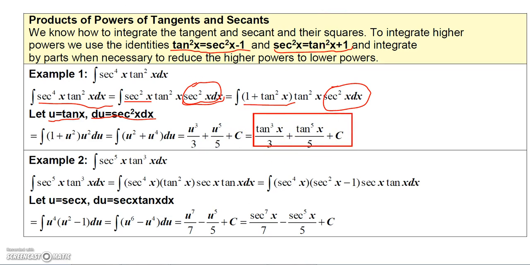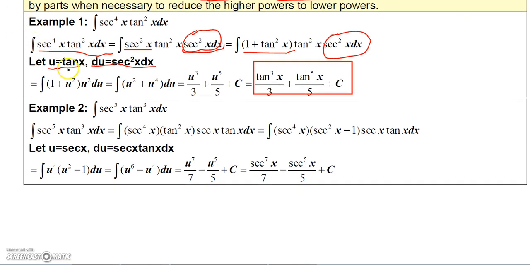Okay. Now, on the next one, I actually have the secant raised to the fifth power, and the tangent is raised to the third power. So in this case, they're both odd. So what I can do in that case, when they're both odd, is factor out a secant x from the secant function and a tangent x from the tangent function. If I factor a secant x and a tangent x out of these two, then that will give me a secant x times tangent x to go with the dx.